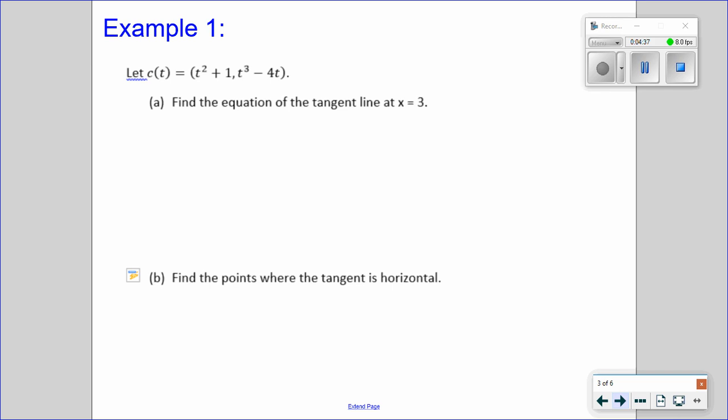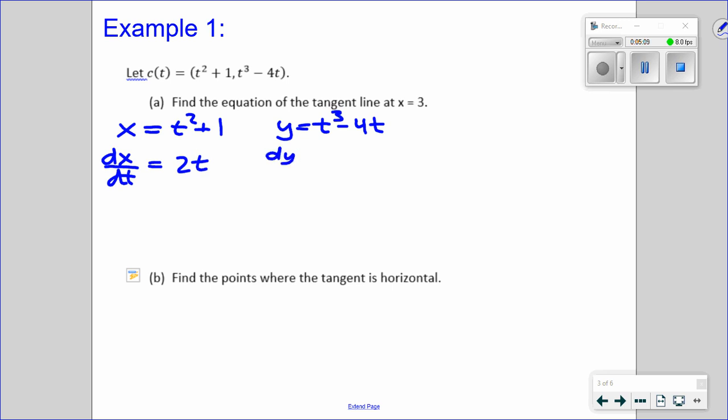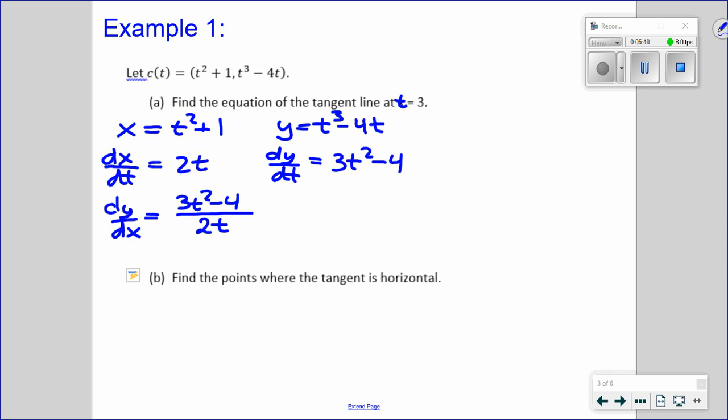If c of t equals t squared plus 1, comma, t cubed minus 4t, then remember, we can write this as two parametric equations. This is telling us that x equals t squared plus 1, and y equals t cubed minus 4t. We're just going to find the derivative of each of these with respect to t. Therefore, dy over dx, which we now know equals dy over dt over dx over dt, would equal 3t squared minus 4 over 2t. Now we want to plug in, and this actually would be t equals 3. Sorry about that, you might want to change that in your notes.